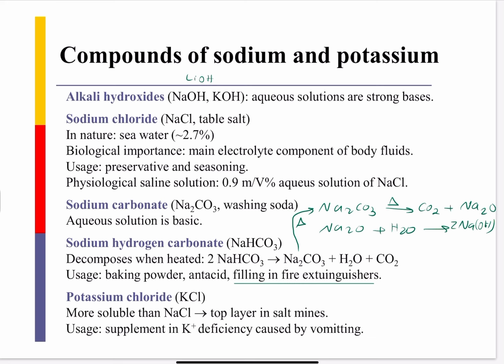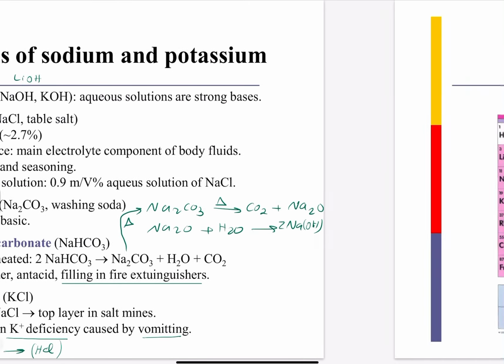Potassium chloride is more stable than sodium chloride. The top layer in the salt mines is very important. It is used for supplementing potassium deficiency. Usually potassium deficiency happens through vomiting, because in the stomach we have a potassium proton pump to secrete the acid. When we have a lot of vomiting, the potassium decreases. Sometimes diarrhea is also possible.